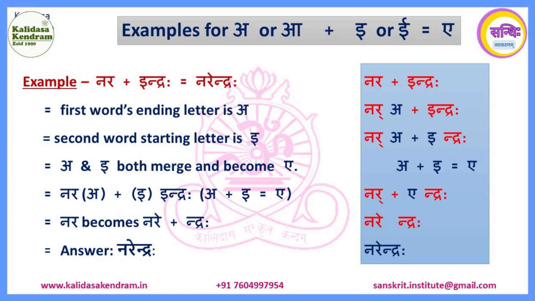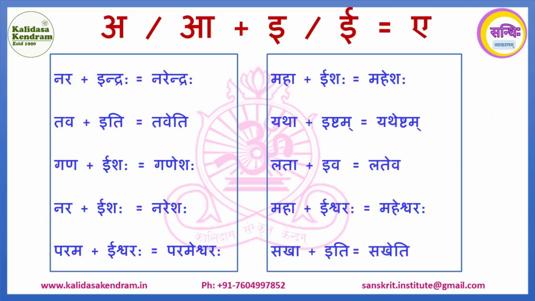E is a long vowel. It's not a short vowel. There is no short e, there is no short o. Both are long vowels, e and o. We have to pronounce like this. Nara becomes Nare. The final word is Narendraha. You can also see the combinations given in the box. Let's move on to the examples for this rule. Nara plus Indraha, Narendraha. All these examples are to be derived as we have done in the previous slide.